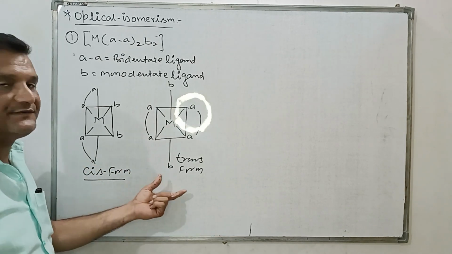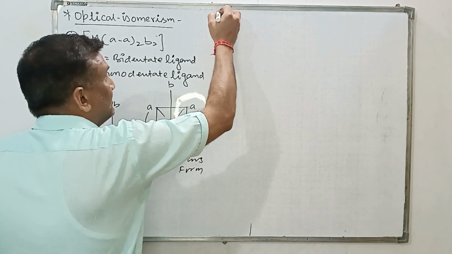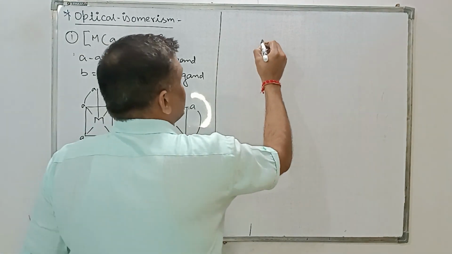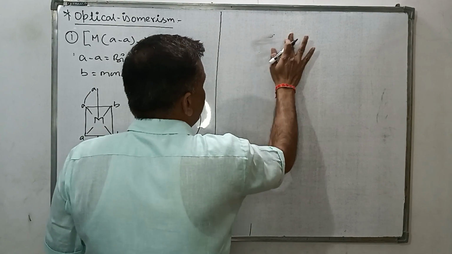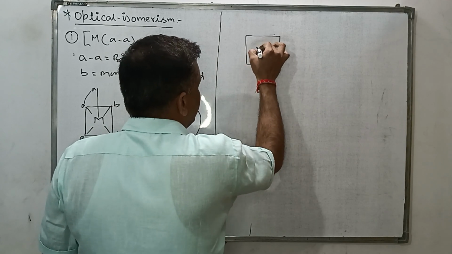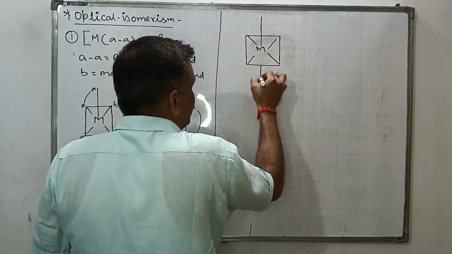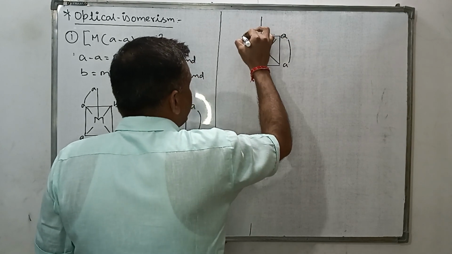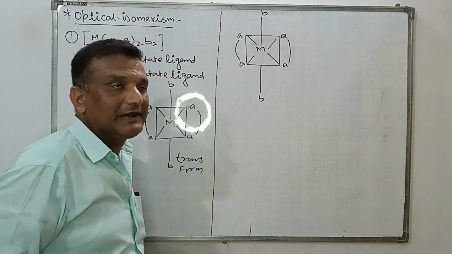If we go with the trans form, it will be totally superimposable. How does it superimpose? I'm going to tell you. We can take it as follows. This is M as the central metal atom, this is above the plane and this is below the plane, with A and A as the bidentate ligand, and B, B as monodentate ligands.